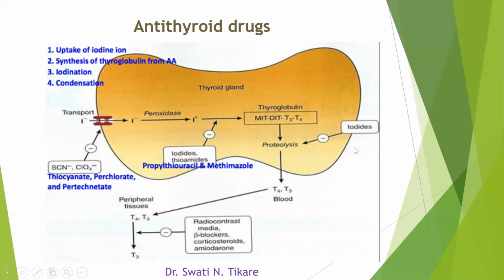Then iodides, they prevent the proteolysis. That is, the T3, T4 is present along with the colloid that has to be removed out. So the iodides act at this level and prevent the proteolysis. Okay. The fourth level, once T3, T4 is released into the peripheral tissues, the large amount of T4 has to be converted into T3 to have its effect. So this effect can be prevented by beta blockers and corticosteroids mainly. If you remember these two, it would suffice.